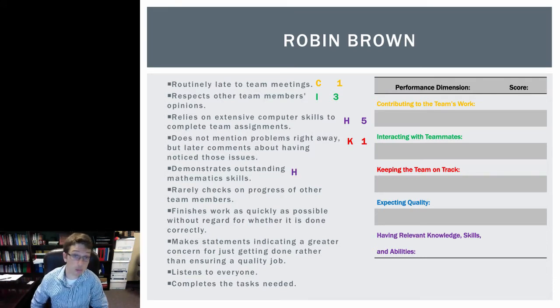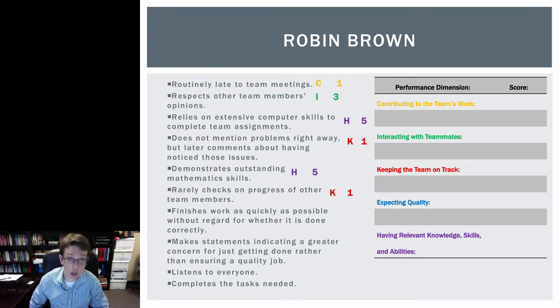So this would be having relevant knowledge, skills, and abilities. And then if we think of this in terms of high, medium, or low performance, which level would you choose? So high performance. And then if we think of the next behavior, rarely checks on progress of other team members, which category does this fall under? So this would be keeping the team on track. And if we think of this in terms of high, medium, or low performance, so this would be low performance.